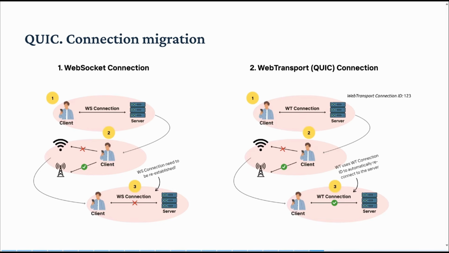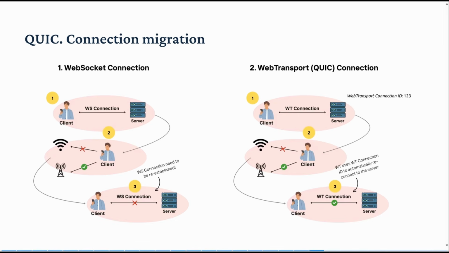WebTransport with a QUIC connection uses connection IDs instead of IP addresses as the primary identifier. So when you switch networks and get a new IP address, the WebTransport connection automatically reconnects to the server using the new IP, but maintains the same connection ID. This migration is seamless for the user and invisible to the application. This is especially valuable for mobile applications or any application where a user might move between networks.